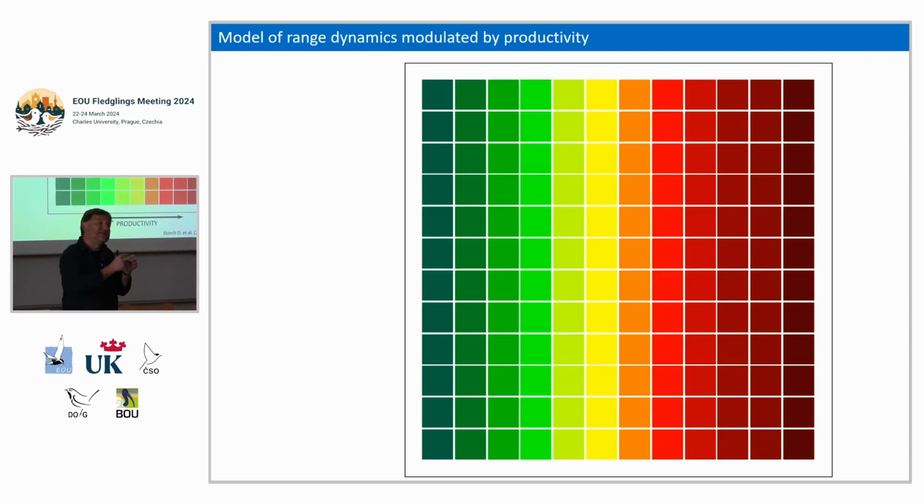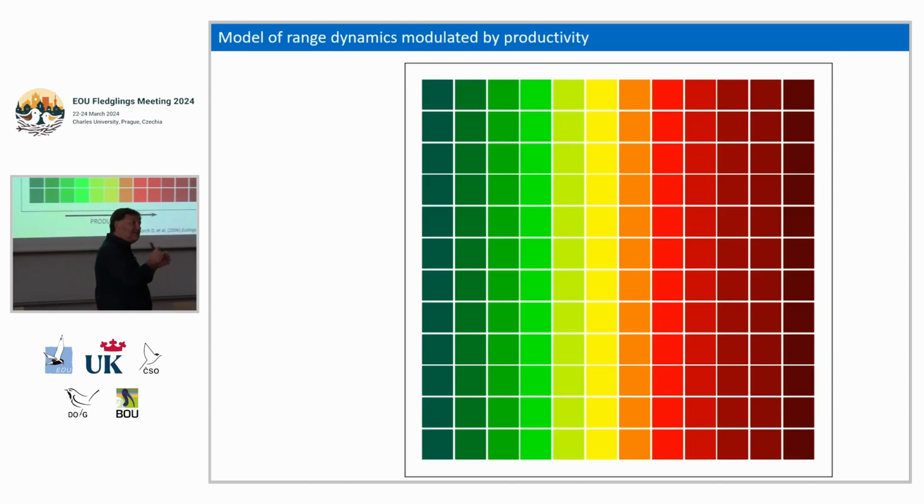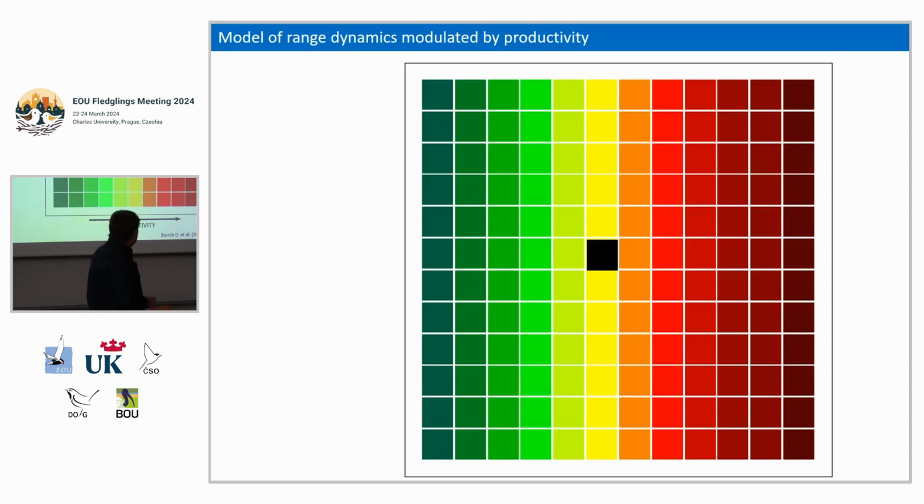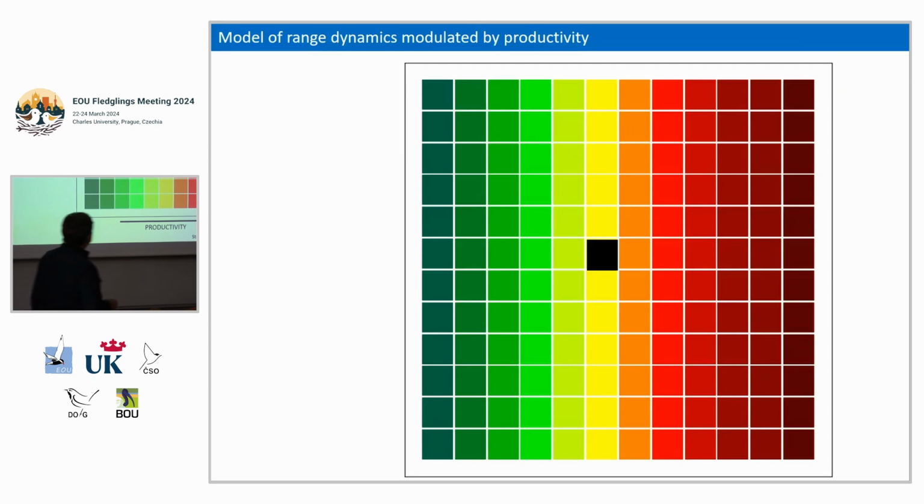And if we assume that this spreading is modulated by productivity, so that the species spread with higher probability to more productive environment, we can recover many patterns in bird diversity. So the idea of the model is that the species starts to spread from one cell along this productivity gradient. Again, the redder means higher productivity.